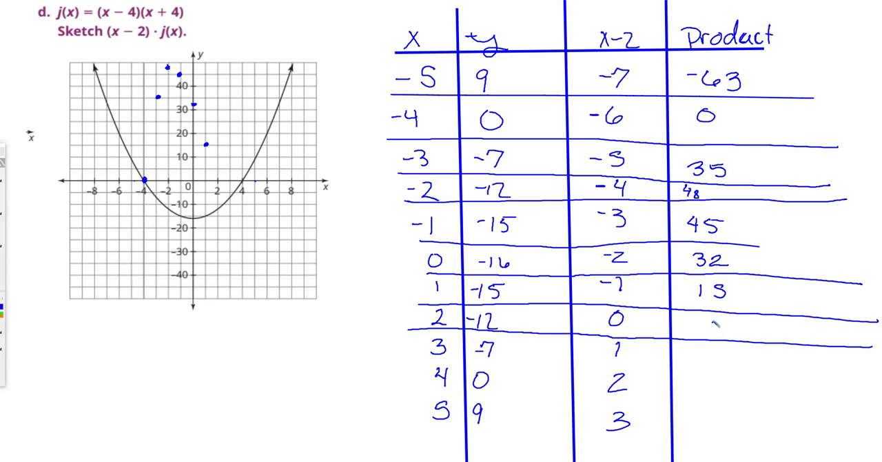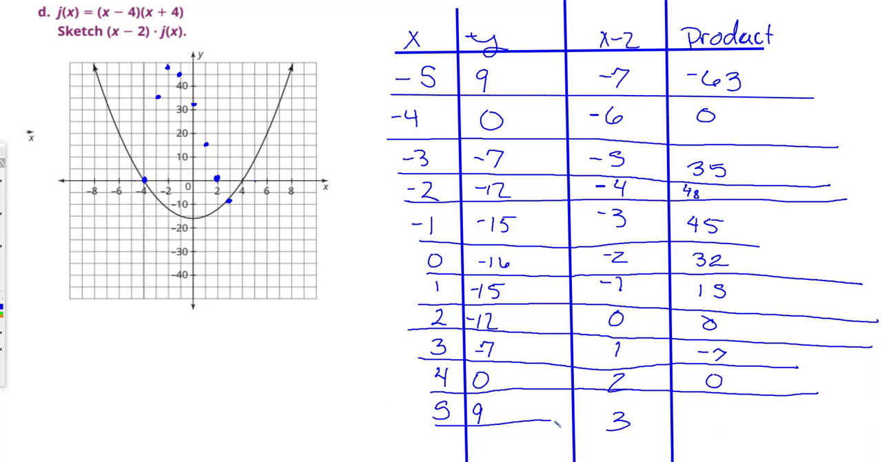-12 times 0. Easy one there. -7 times 1. So we cross back over. Zero times 2. Nine times 3. 27. Somewhere in that ballpark.